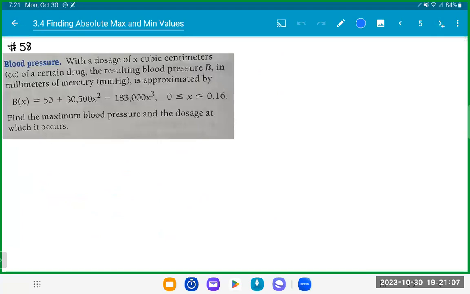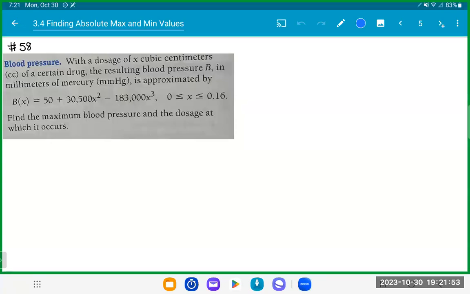All right, so the last example from this section is number 58 in your textbook. This one is a life science practical example, and this has to do with your blood pressure. So with the dosage of X cubic centimeters of a certain drug, the resulting blood pressure in millimeters of mercury is approximately given by this formula here. And we want to find the maximum blood pressure and the dosage at which this occurs.